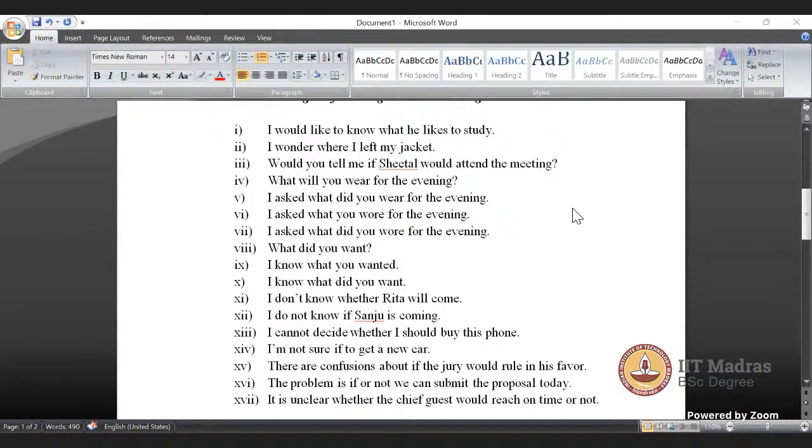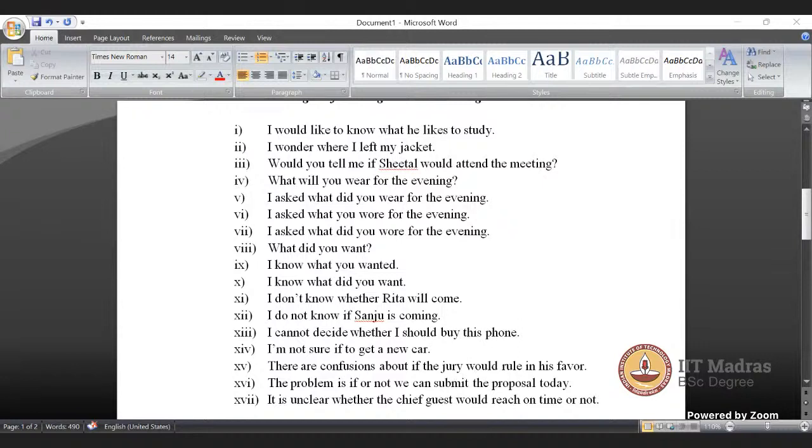Are these two points clear? The first point: if cannot be used with a non-finite clause. Second: what is a non-finite clause? Those are clauses which do not have a tense. Okay. Clear? All right. Fine. So let's go to the next one.